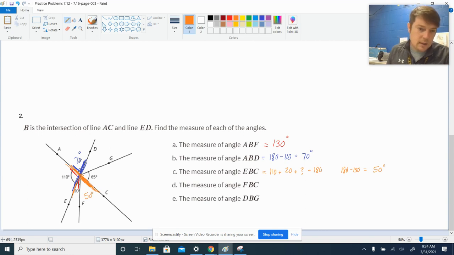A lot of students think that the 70 and the 50 there are vertical, but it's actually the 20 and the 50 combined that are vertical with the 70. So we get a lot of 70s for that one, but they're not.